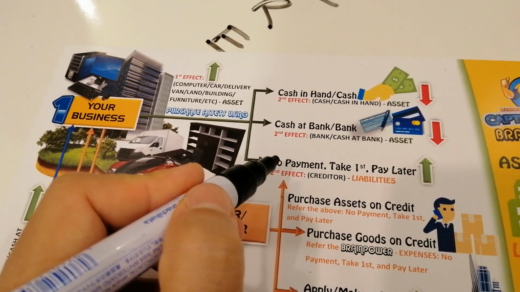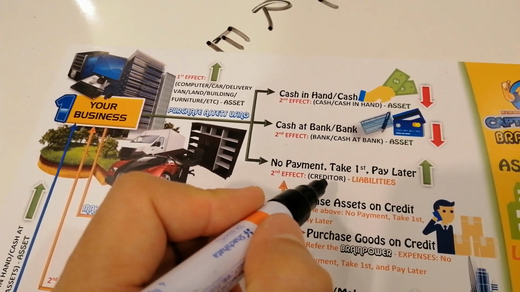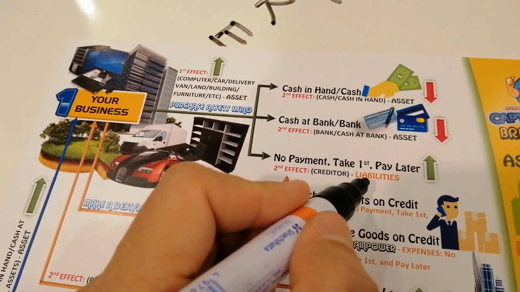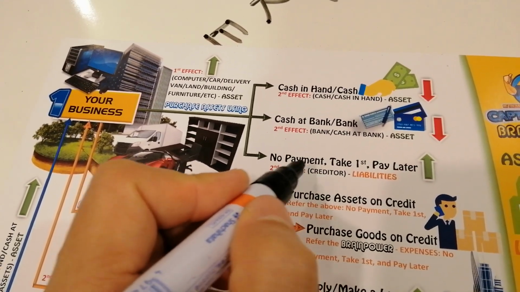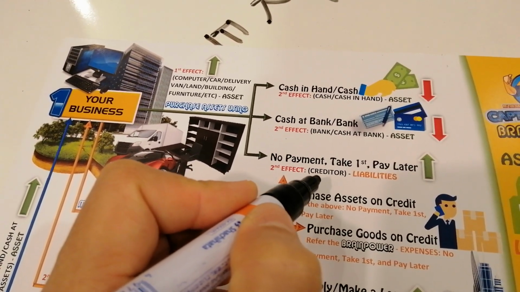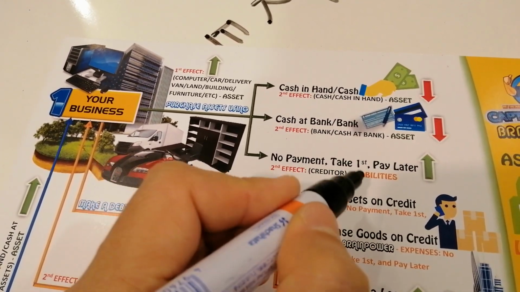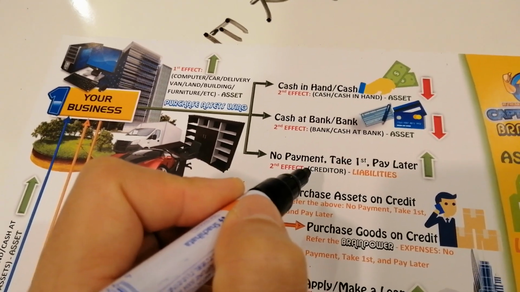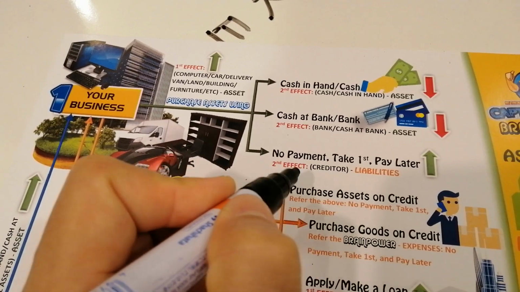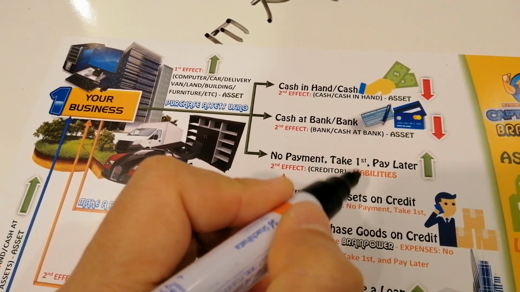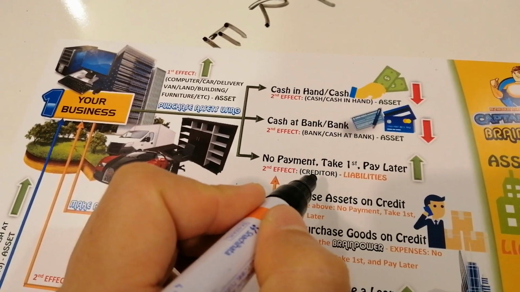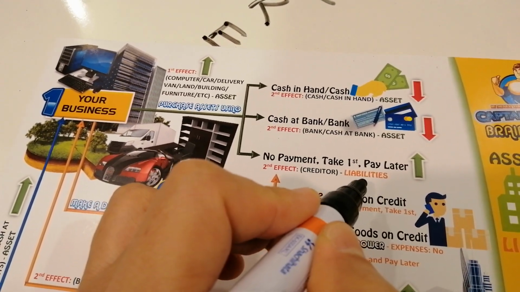So, when no payment means you are going to have liabilities. Means you berhutang lah dulu dengan creditor. Who is creditor? Creditor is a person who allow you to take first, pay later. Who are you? Business. Creditor is a person who allow you to take first, pay later. So you kena record second effect dia, creditor, liabilities.